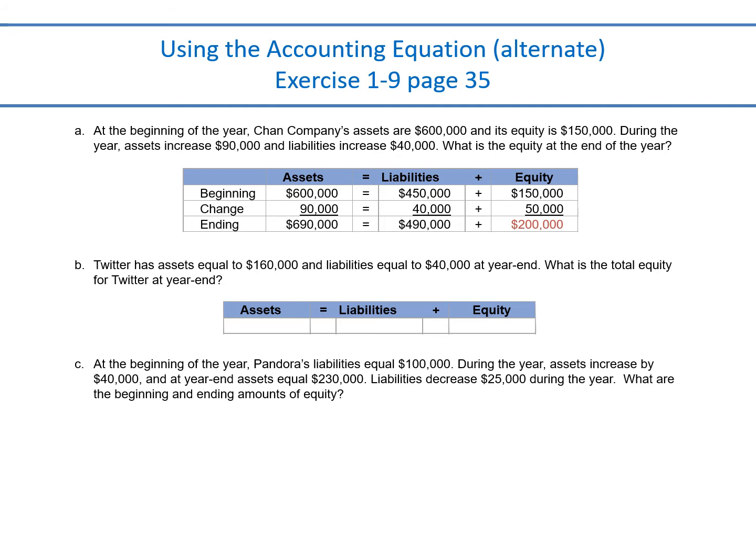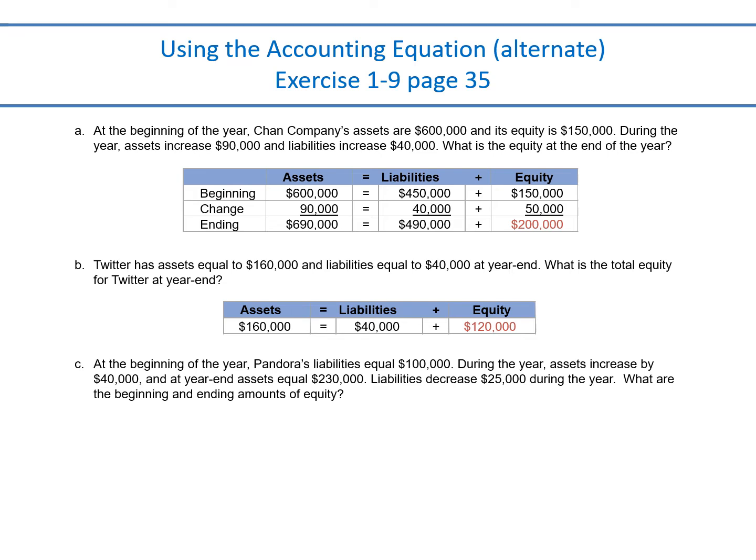So part B, Twitter has assets equal to $160,000 and liability equal to $40,000. So what is the total equity for Twitter at year end? Well, they tell us that assets are $160,000, that liabilities are equal to 40, and so $40,000 plus what number equals $160,000? Equity is 120.